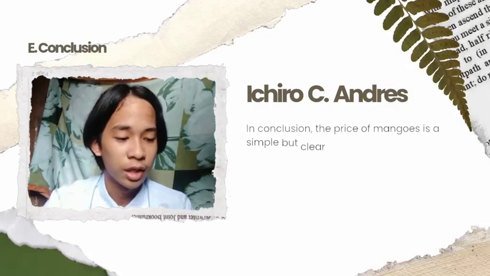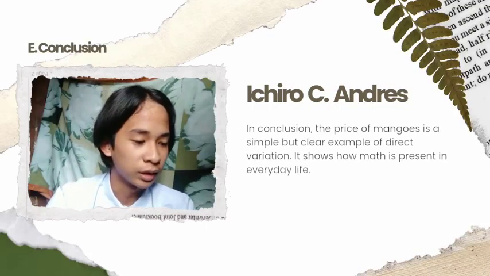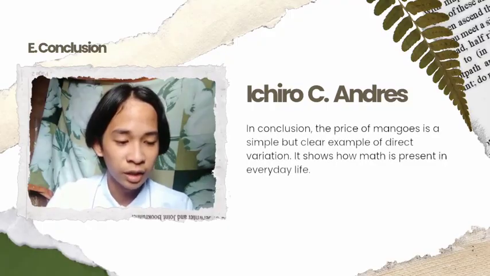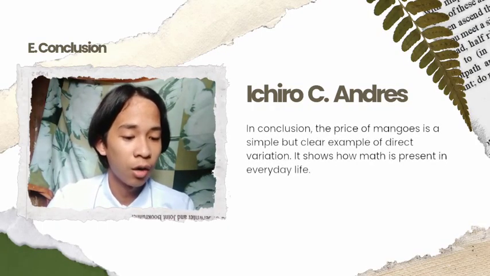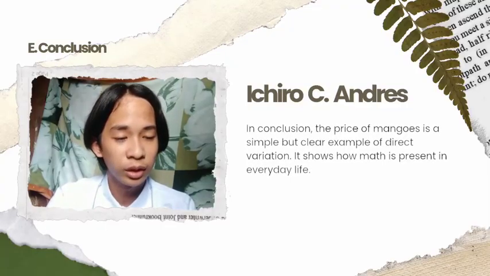In conclusion, the price of mangoes is a simple but clear example of direct variation. It shows how math is present in everyday life.